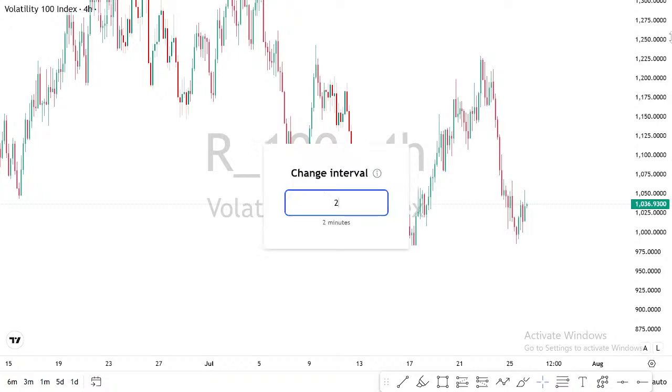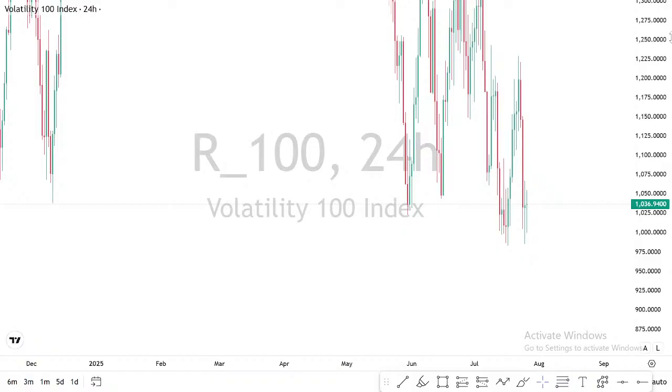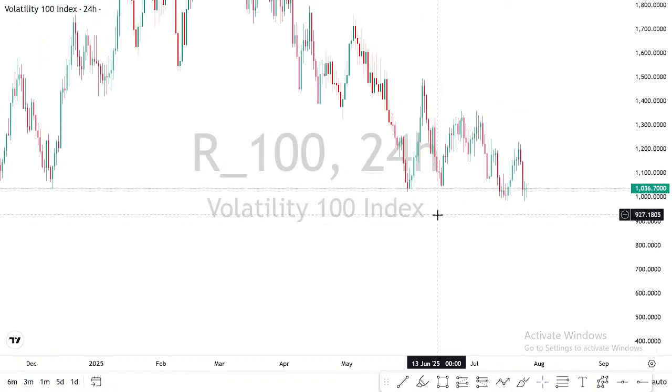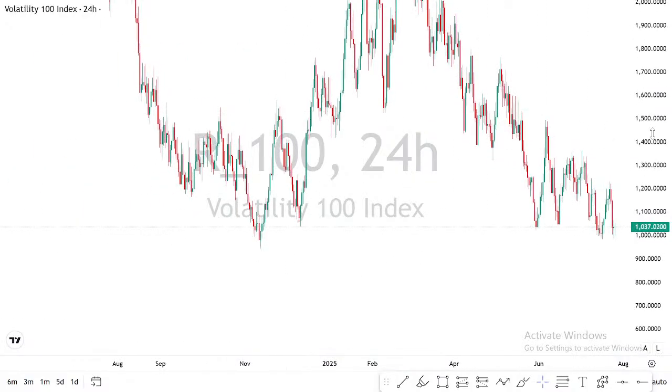All right, 24 hours time frame. Just like our culture, we are always starting from the 24 hours time frame. On volatility 100, it is very obvious that we've been trending to the downside. Basically, market has been trending to the downside.